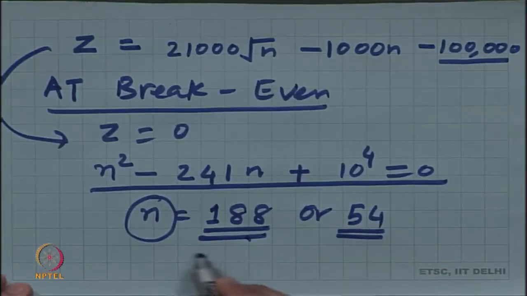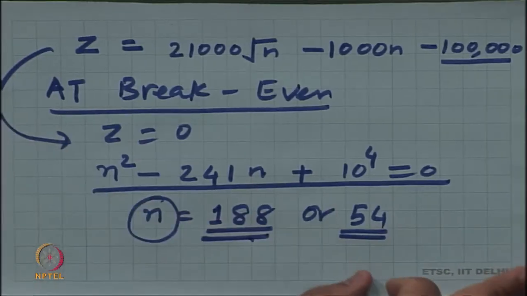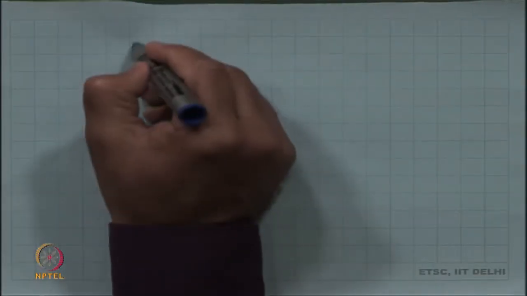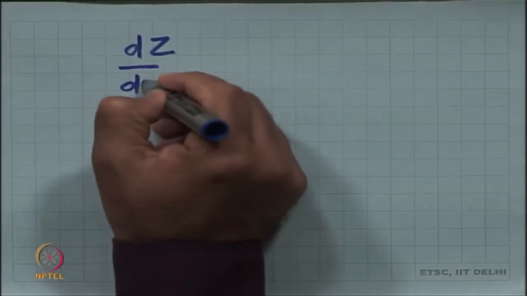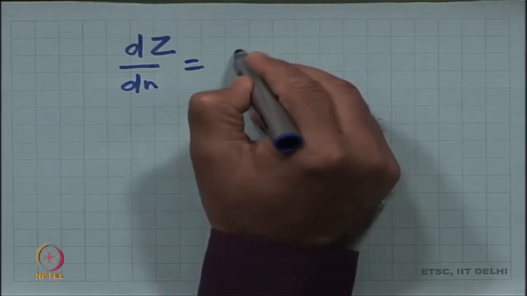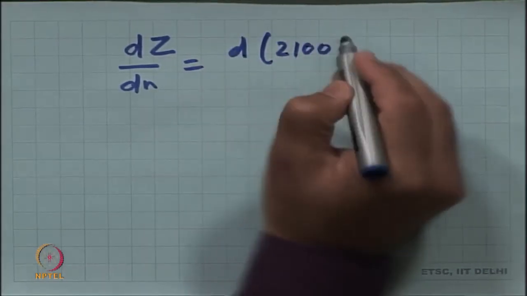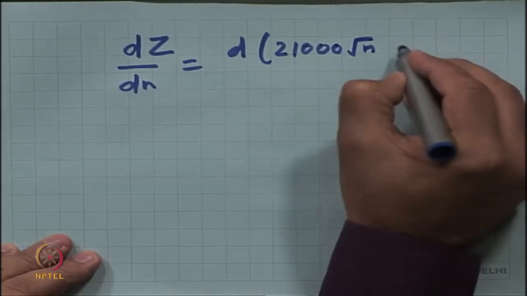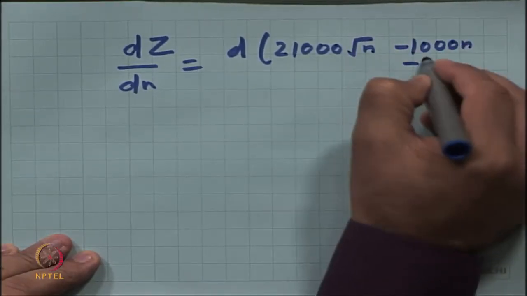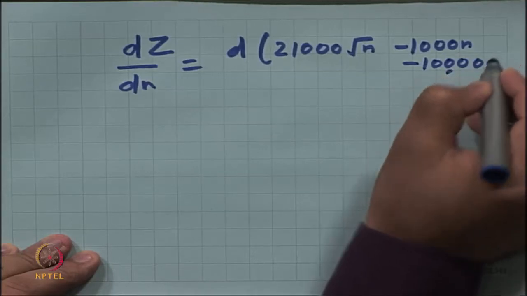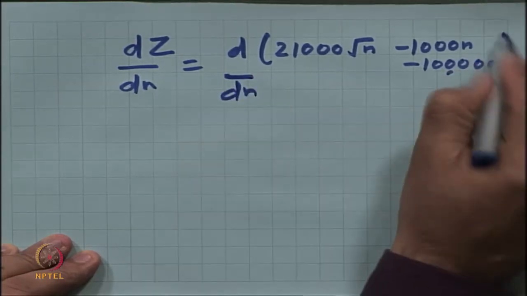Now, another thing that we have to find in such problems is that particular production level at which my profit is maximum. So, you know the concept of calculus, you have to differentiate Z with respect to n in order to find the maximum value. So, dZ upon dn we can calculate. Now, Z you already know, it is 21,000 under root n minus 1000 n minus 100,000, d by dn of this expression.